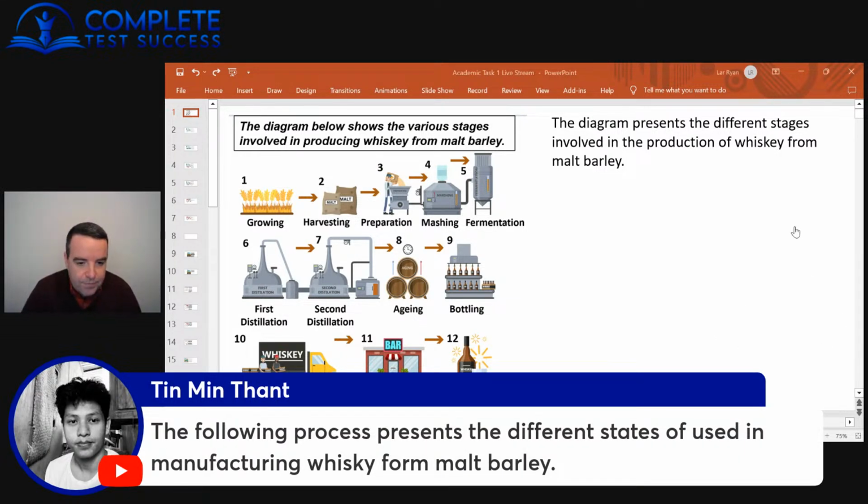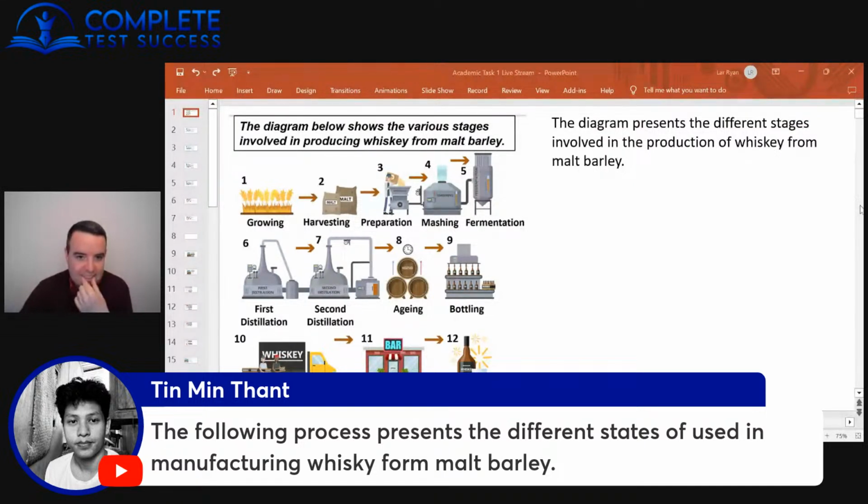Hi, Tin. The following, no, we don't say the following. And I know the question says the diagram below, but we don't copy the word below because the diagram isn't below our essay. So we just remove that part. So you could just say the process presents. Well, it's not that the process presents, it's the diagram shows us a process. But you're after using the word process instead of diagram. Those are different things. So the process is how to do something, whereas the diagram, the image, whatever you want to call it, is what we're looking at here.